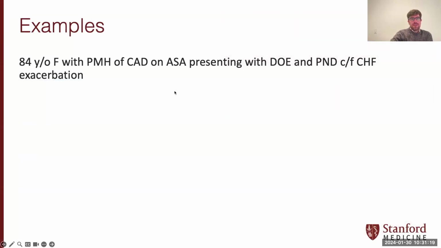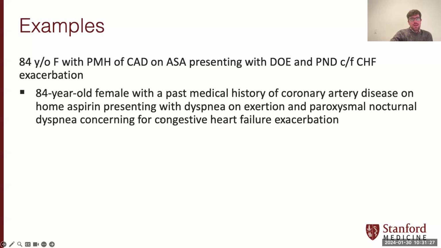So continuing this, the big change here is that we've added on this ASA. So this is now an 84-year-old female with a past medical history of coronary artery disease on aspirin at home, presenting with dyspnea on exertion and paroxysmal nocturnal dyspnea, concerning for congestive heart failure exacerbation.